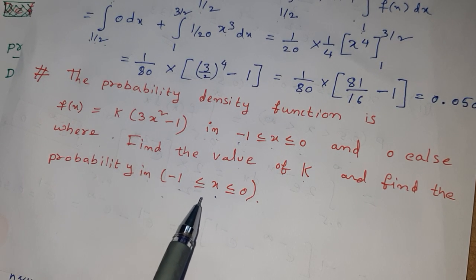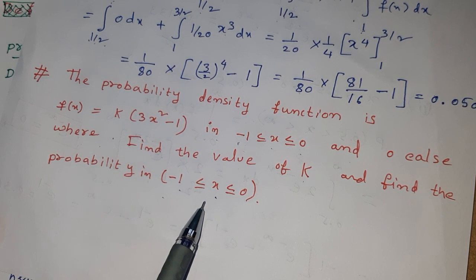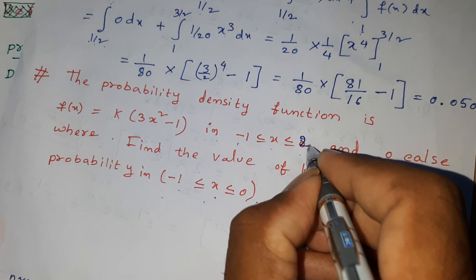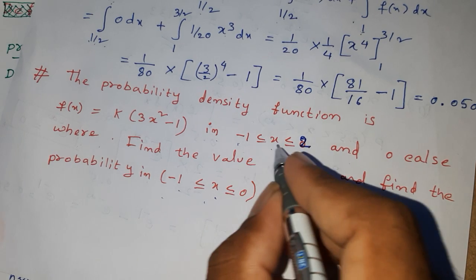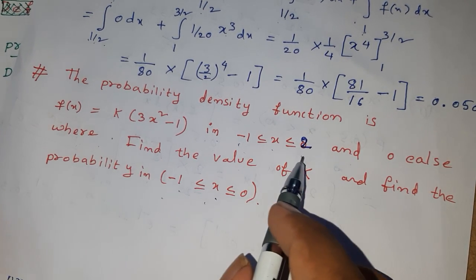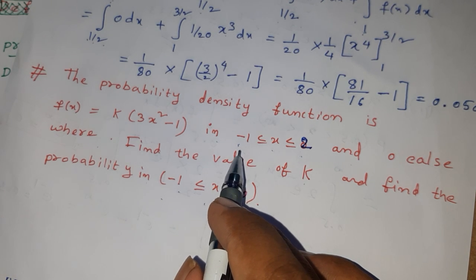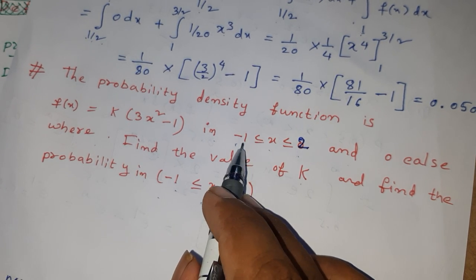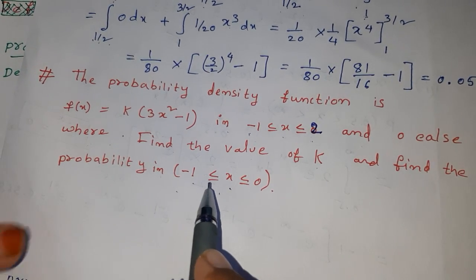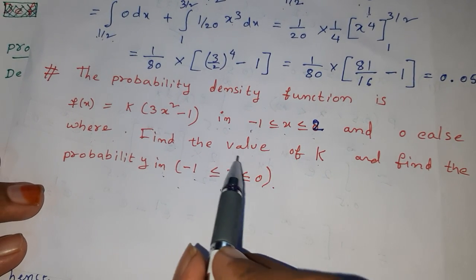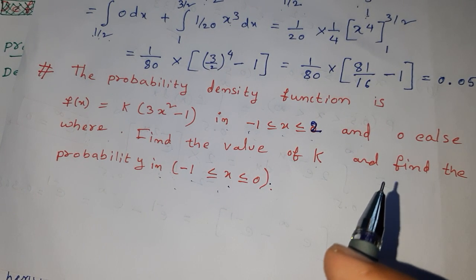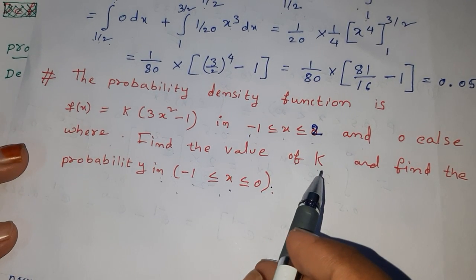Minus 1 is less than or equal to x less than or equal to 2. Here is a small correction: 2. Minus 1 is less than or equal to x less than or equal to 2. Therefore the limits of integration are 0 to infinity, minus infinity to minus 1, minus 1 to 2, 2 to infinity. We need to find the probability between this interval. Find the probability and the value of capital K.